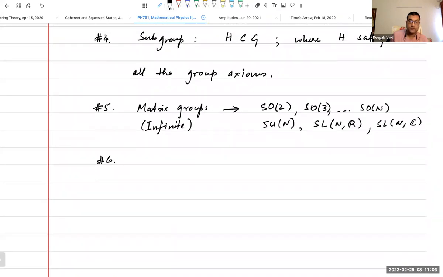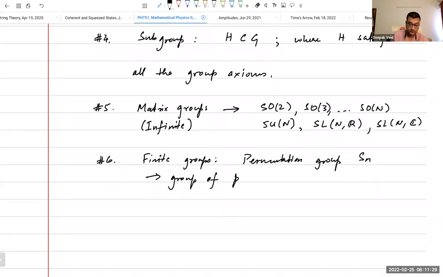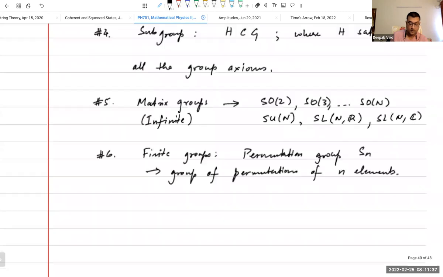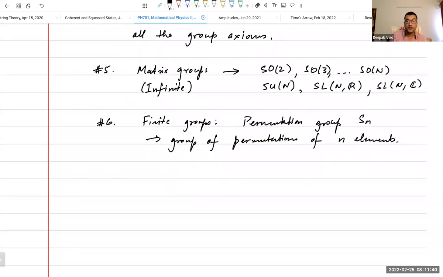Then you have some other finite groups which are important. One is the permutation group, which is written as Sn, right? So this is the group of permutations of n elements.